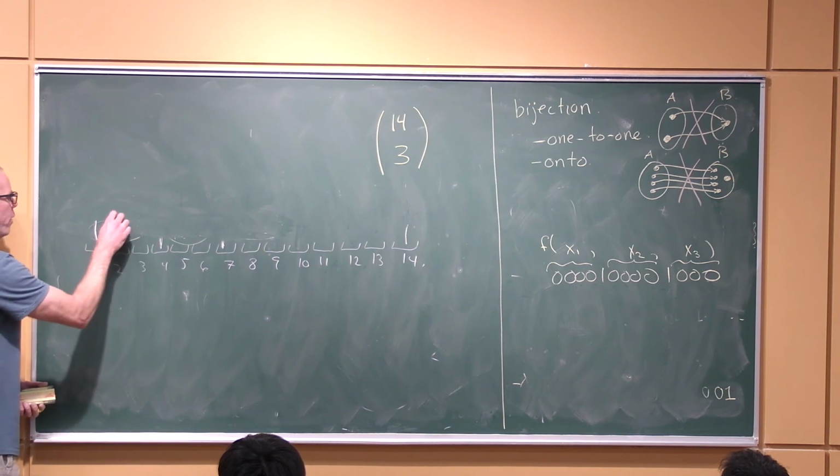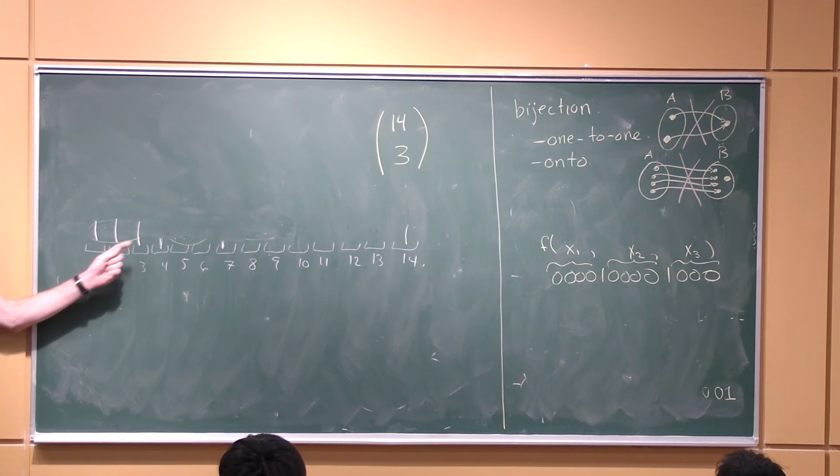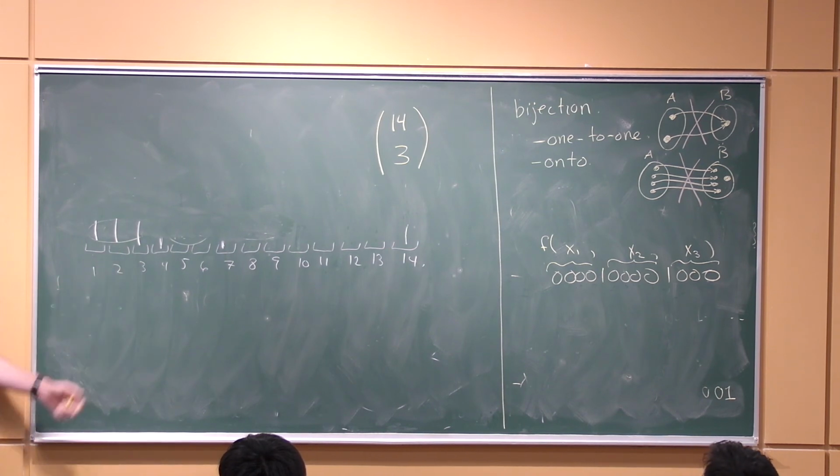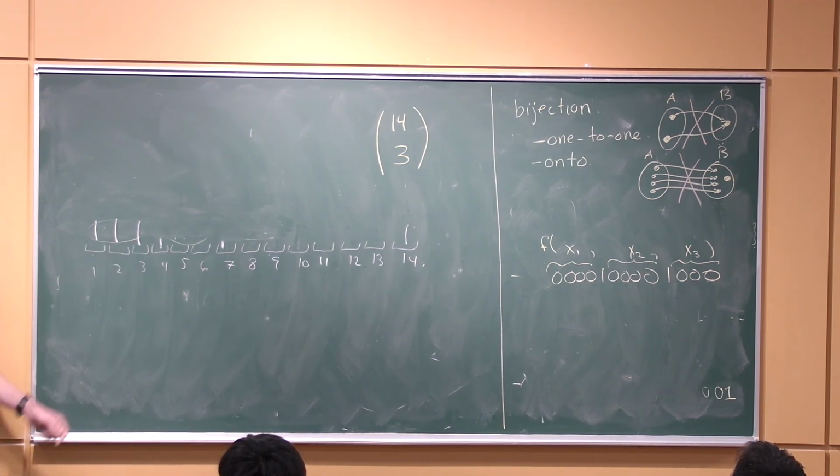Yep. 1, 1, 1. How many zeros before the first one? 0. How many zeros between the first and second one? 0. How many zeros between the second and third one? 0. So that's x1 equals 0, x2 equals 0, x3 equals 0. But that's a good question, because never in any of my examples did I put 2 1s side by side. What happens when you put 2 1s side by side is you interpret that as meaning there are no zeros between those 2 1s, which is perfectly valid.